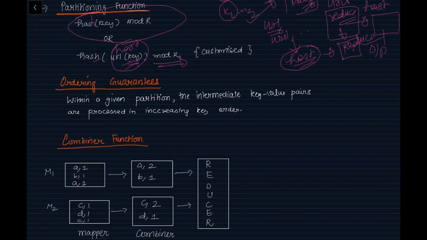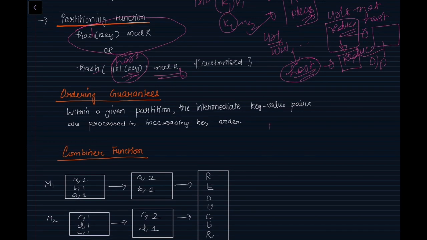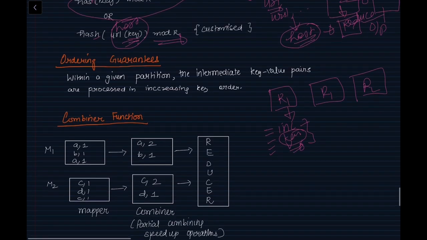Now the second thing is ordering guarantees. Within a given partition, the intermediate key value pairs are processed in increasing key order. That is something that we can keep as a restriction to maintain the ordering guarantees. When we are using our partitioning function and putting the pairs into the different reducers, in each reducer we can process them in increasing order of the key values, so that we are maintaining an order within each partition. But across partitions, ordering is not guaranteed.